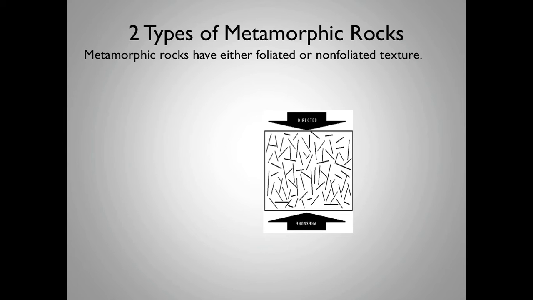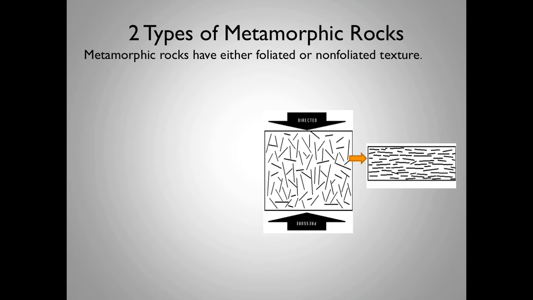So a rock might start out something like this. The minerals in it are sort of aligned randomly. It gets put under directed pressure from the top and bottom. You can see the arrows, and it will become something like this. Not just denser and more compact, but the actual minerals inside of it will line up in the same direction. That is called foliation.